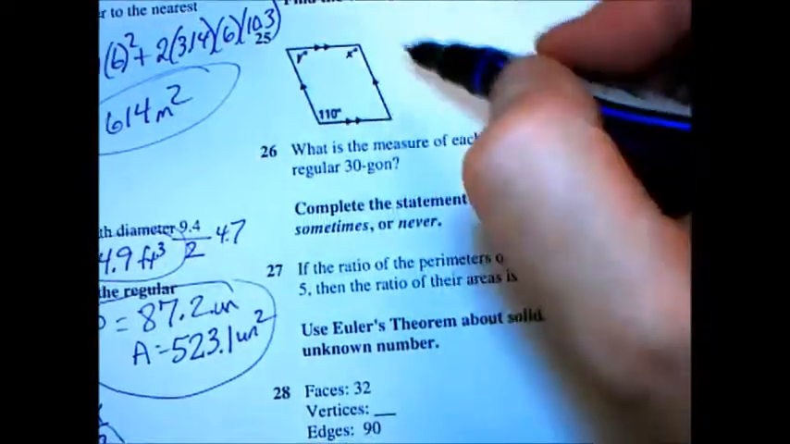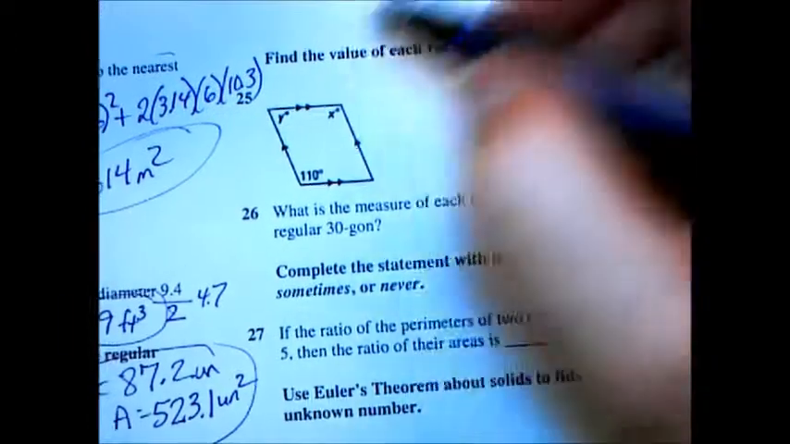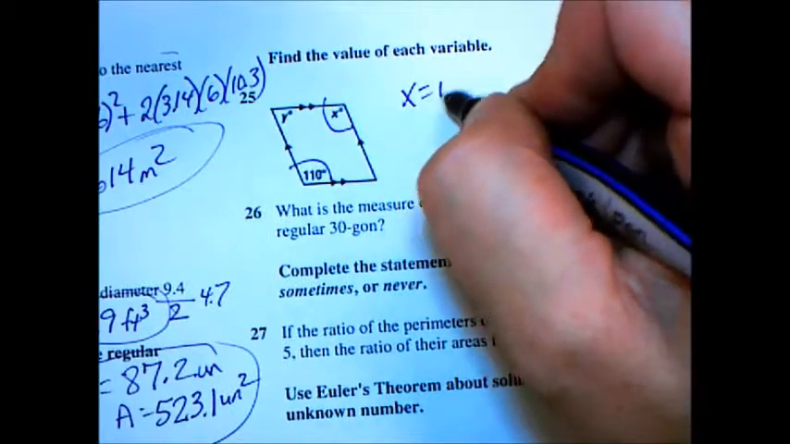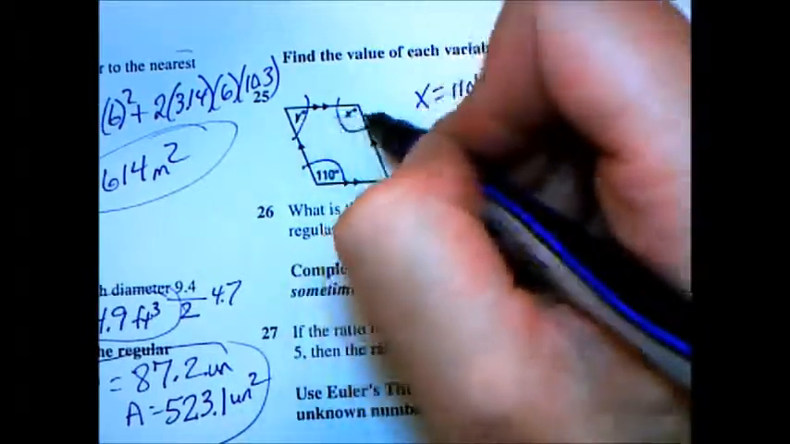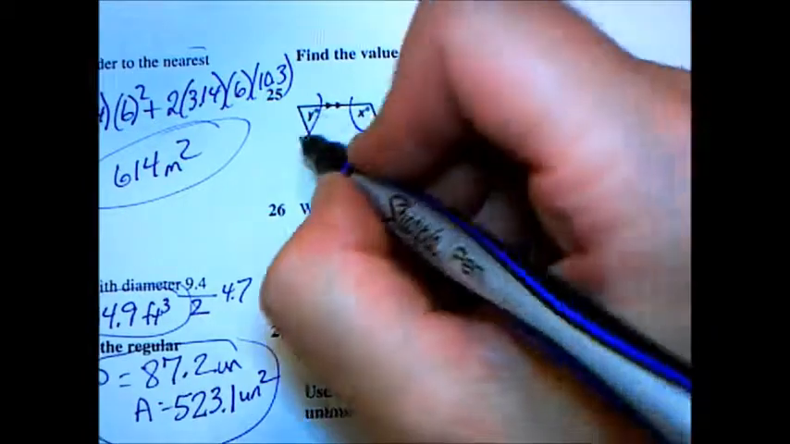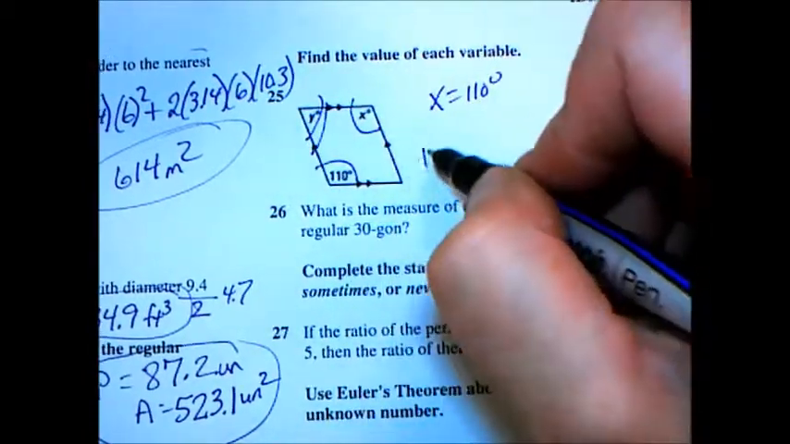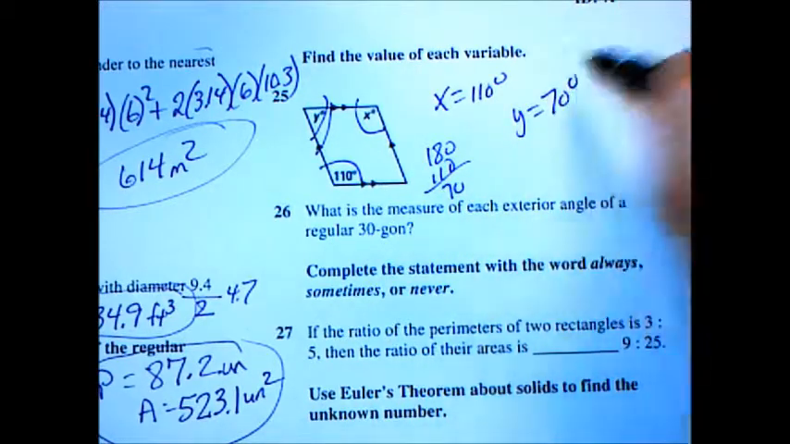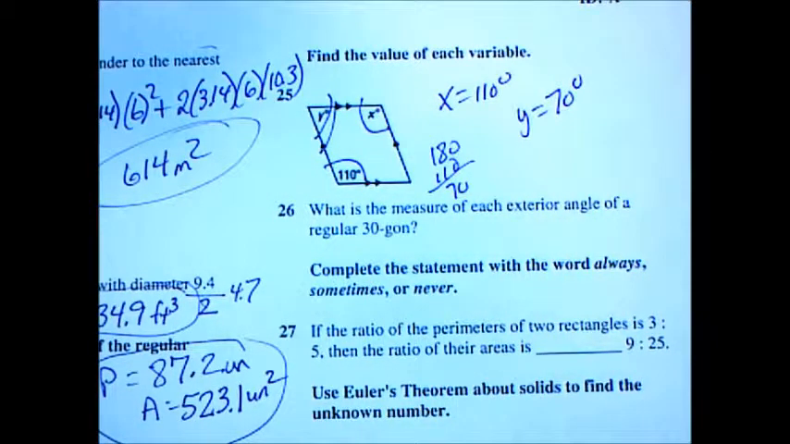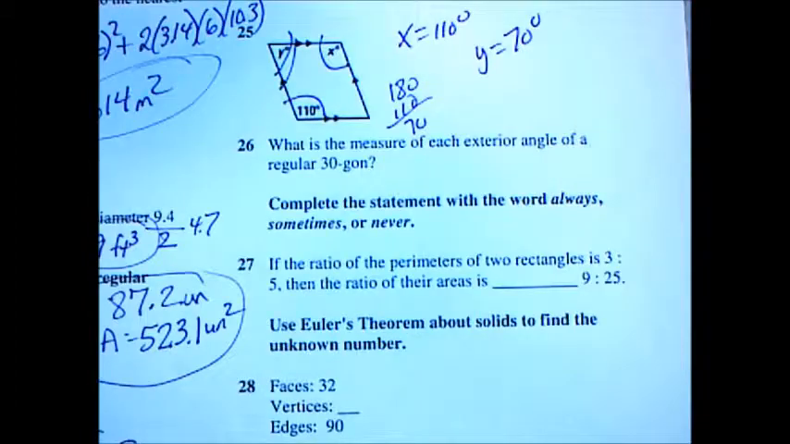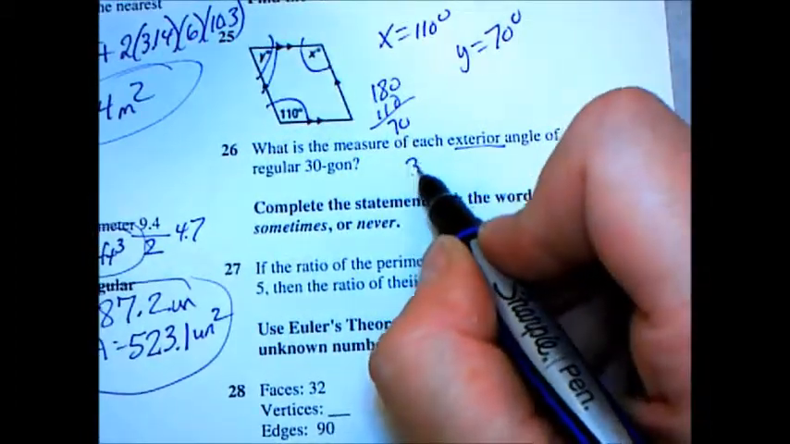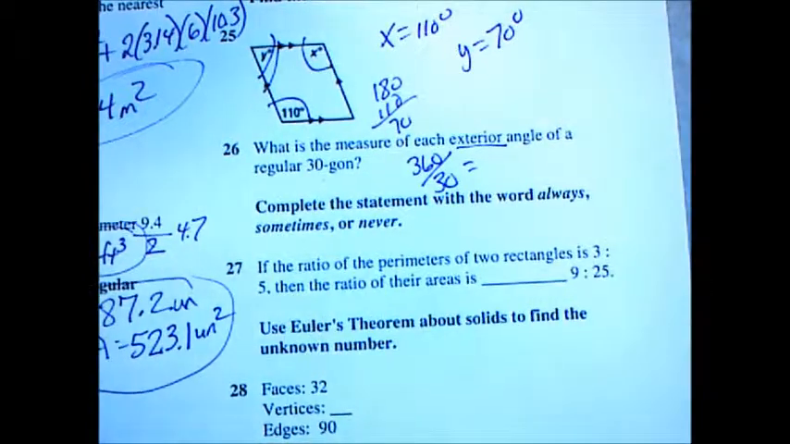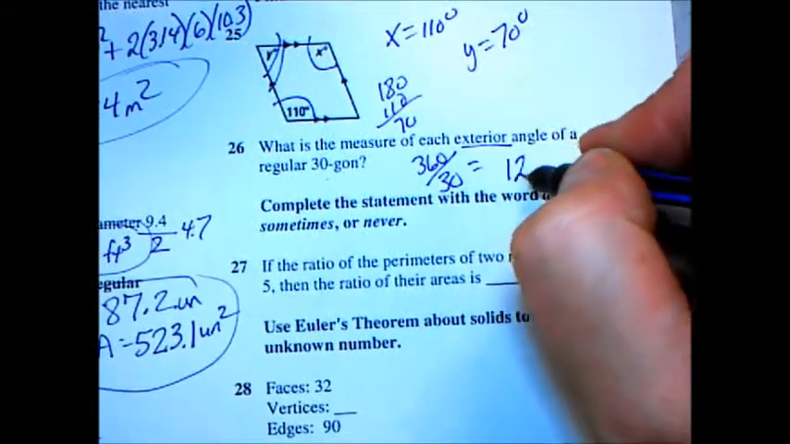Alright, 25, they want to know what the values of x and y are in a parallelogram. x and 110 are opposite, therefore they're equal. And the 110 and y are supplementary. So that means I'm going to take 180 and subtract 110 and end up with y being 70 degrees. 26, what's the measure of an exterior angle? Well, remember they all add to 360. I have 30 sides, so I'm just dividing, and that means each one is 12 degrees.